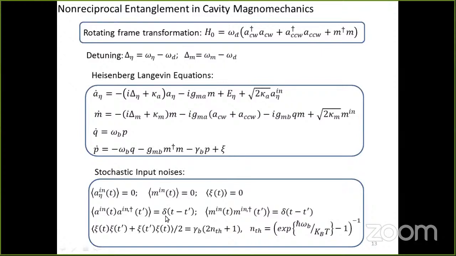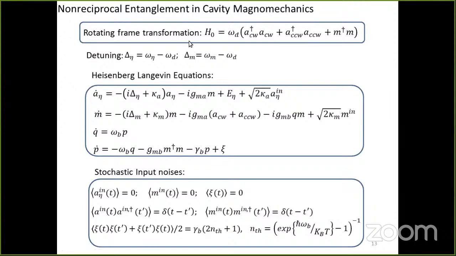All these noises are stochastic, so the first moments are zero and only second moments remain. And n thermal is basically the thermal occupation of the phononic mode. You can see that there is a driving term sitting over here. If you increase this E value, you can increase the amplitude of a, and by increasing a, you can increase m and p also. What I mean is that we can achieve the mean field regime by cranking up the laser power, by driving the cavity with a high amplitude laser.